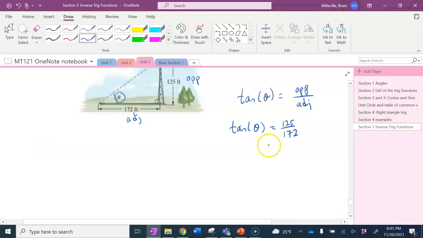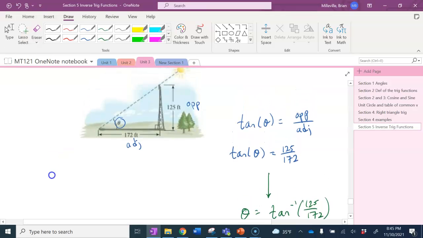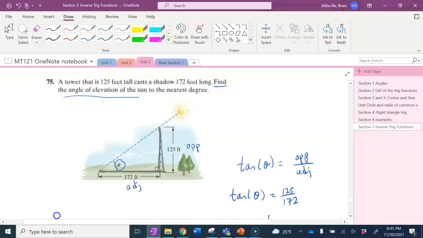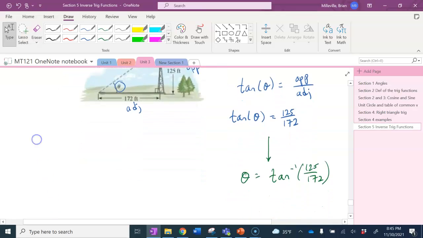So what is this equivalent to then? This is going to be equivalent to saying theta is then going to equal the inverse tangent of 125 divided by 172. Okay, and that's what we need to then plug into our calculator. So this is going to be an acute angle. We'll go plug it in the calculator. It's telling us to the nearest degree. We'll just plug it in and get a decent decimal result.